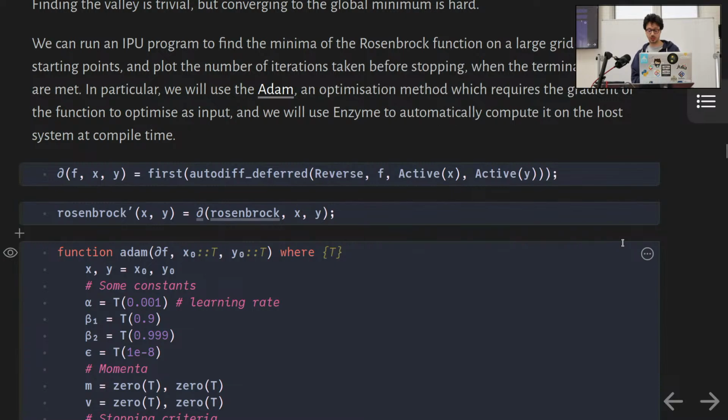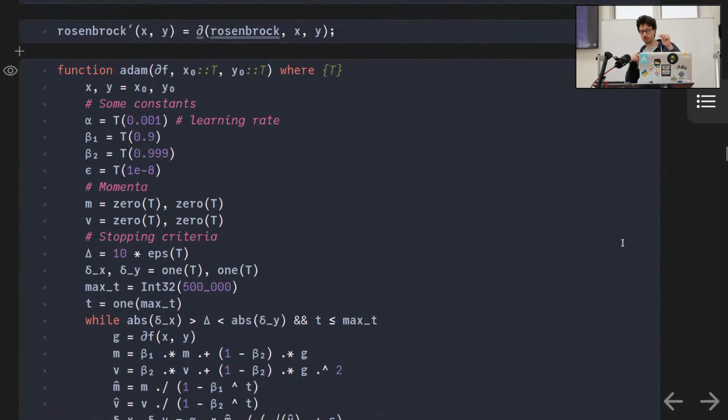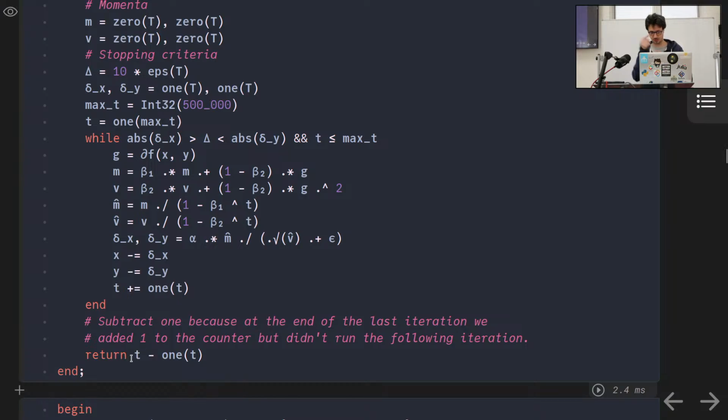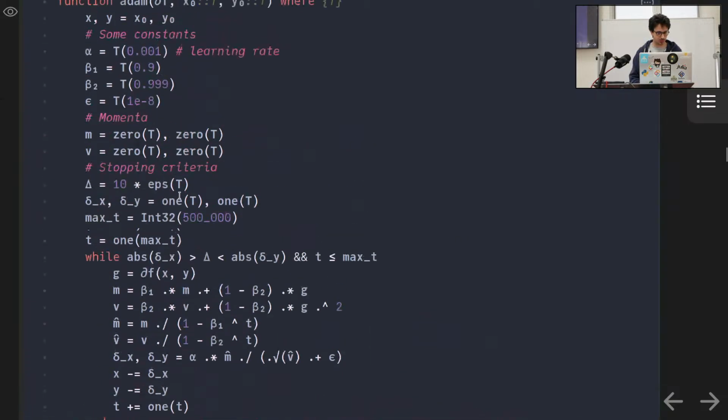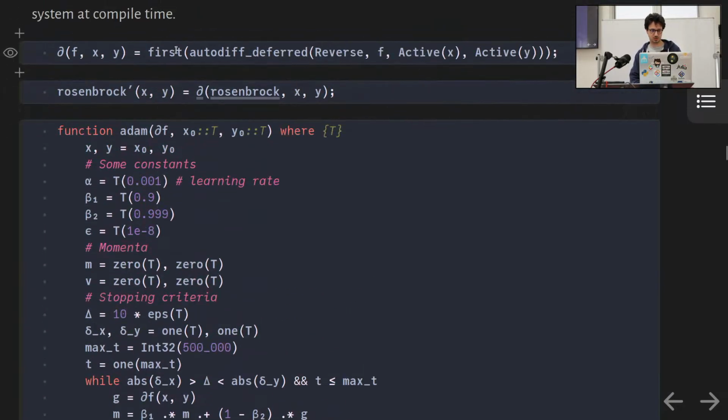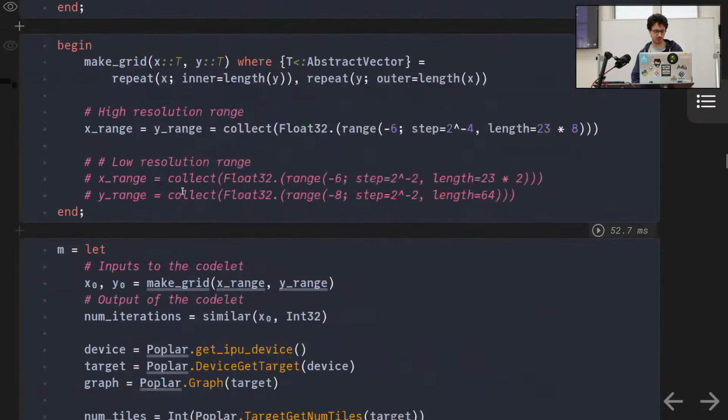And so we wrote a Julia program to minimize the Rosenbrock function. What we wanted to see is how many iterations it takes to get to the minimum. So this is an Adam implementation, which returns t, the number of iterations that this routine is doing. And we are passing here the derivative of the function, which we are computing with Enzyme. The autodiff deferred is an Enzyme function. So we will pass the Rosenbrock derivative computed by Enzyme.